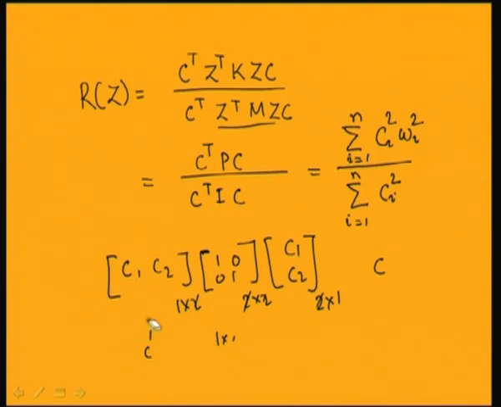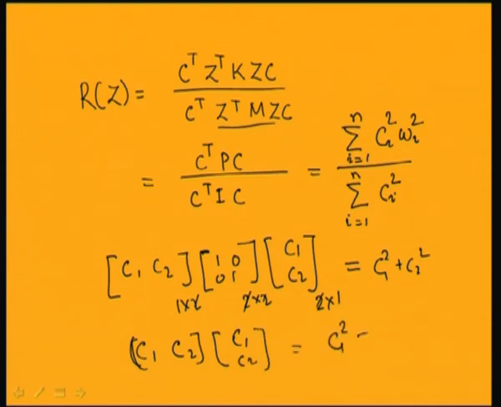So, this final expression, this multiplication will be C1 square plus C2 square. If you multiply this, then this becomes 1 row and 2 column, C1 C2 into C1 C2. So, this will become C1 square plus C2 square. So, this is the lower part.